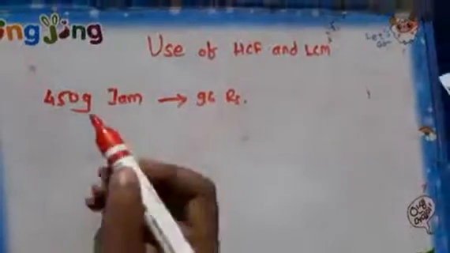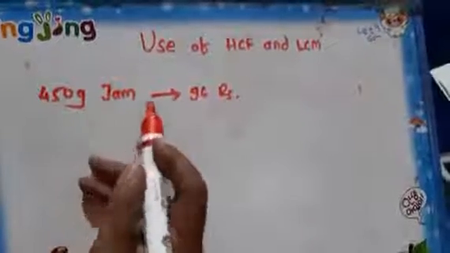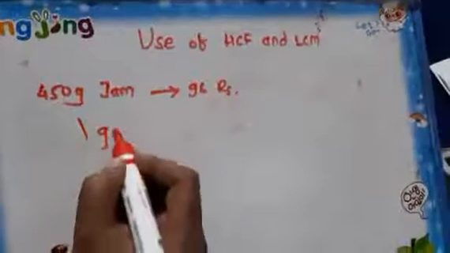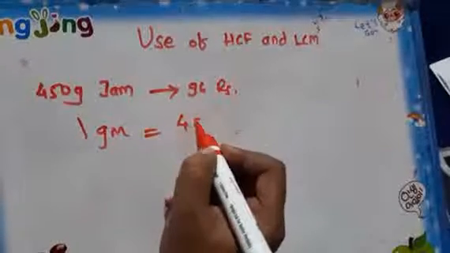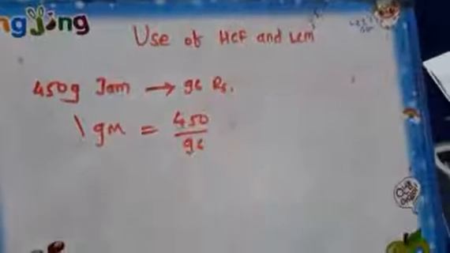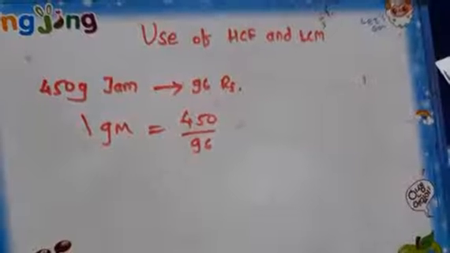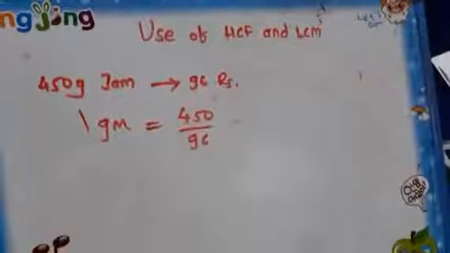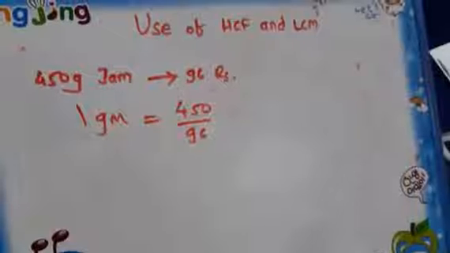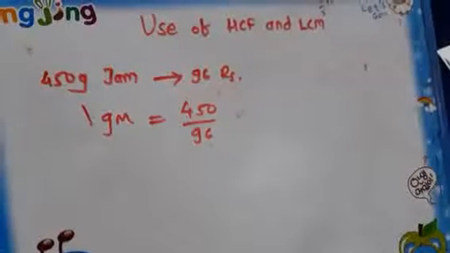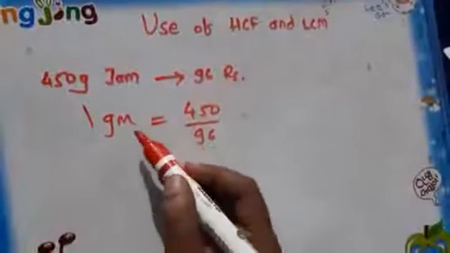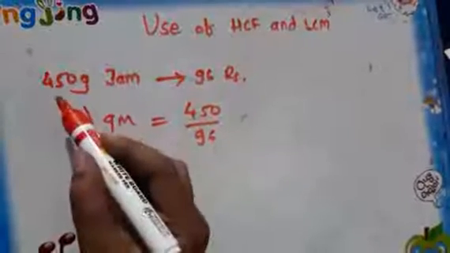This example we can solve by calculating the cost of 1 gram of jam. How can we do that? Simply, if 450 gram jam costs 96 rupees, then 1 gram will cost 96 divided by 450. Yes or no? Last year you learned how to calculate the value of 1 gram, the unitary method. So in this way we can find the value of 1 gram for this 450 gram bottle.